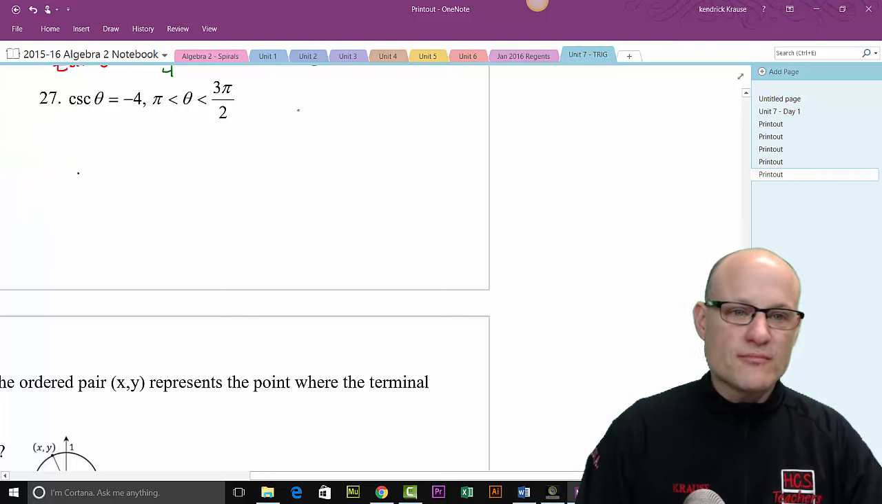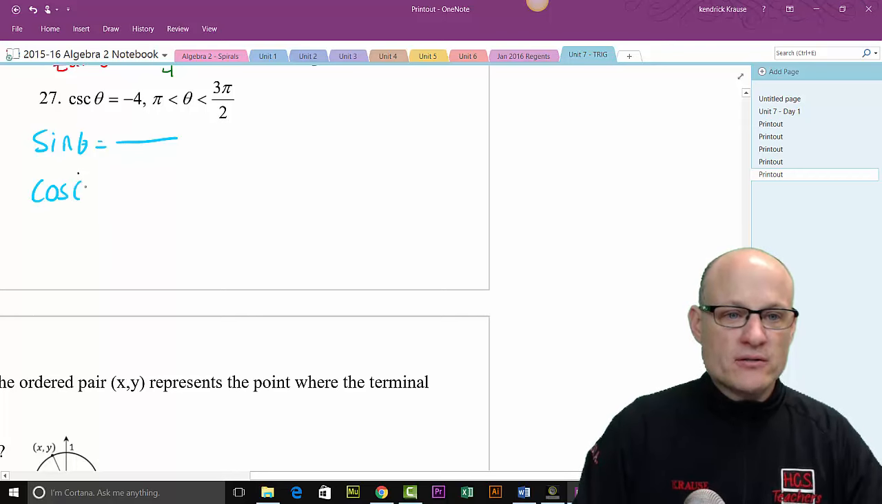So sine of theta equals, cosine of theta equals, tangent of theta equals.